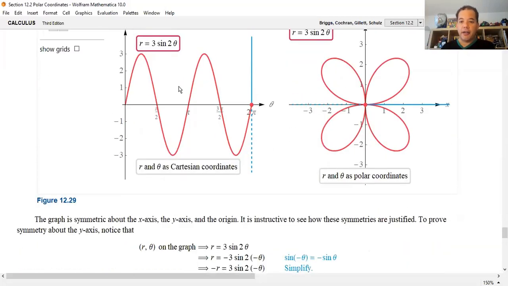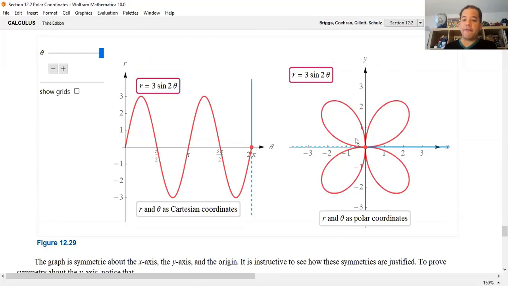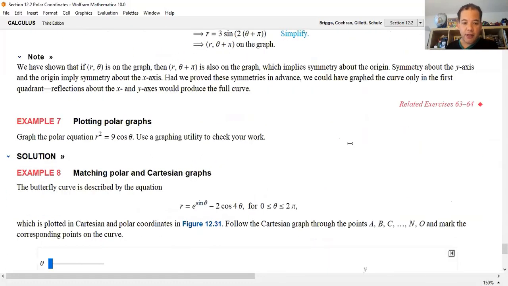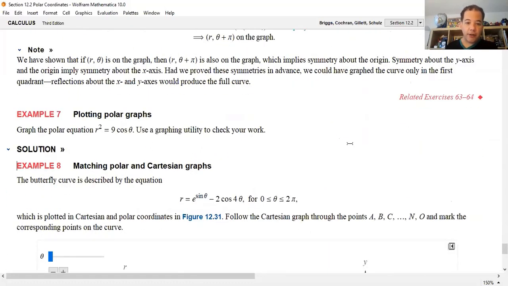All right? And this is an example of a graph that has all the symmetries we talked about, right? It's symmetric with respect to the x-axis, the y-axis, and the origin. And this can be verified. The book actually checks it. I don't want to spend too much time on that. But I wanted to show you other graphs in this last minute or so that you can see in your groups, in your book as well.